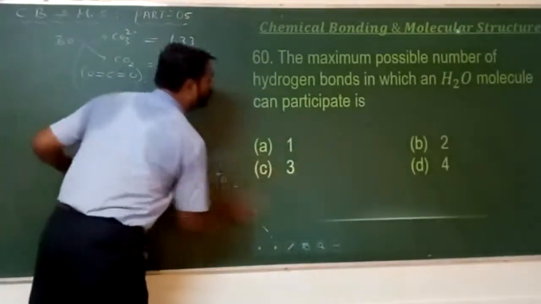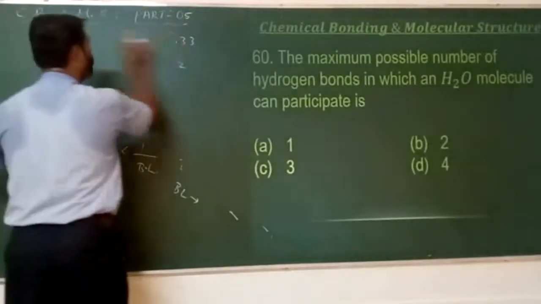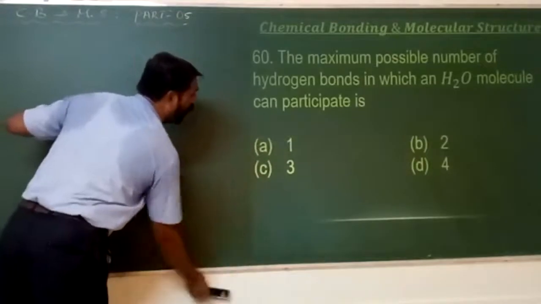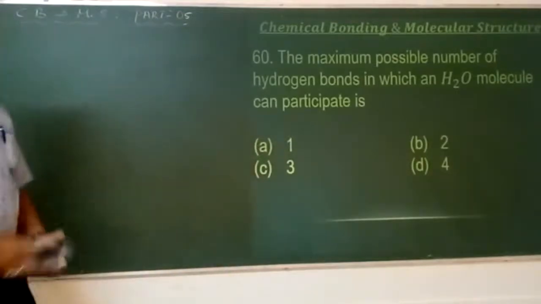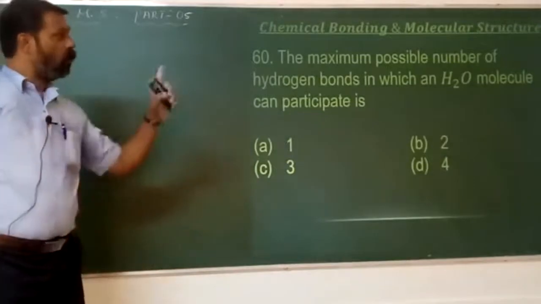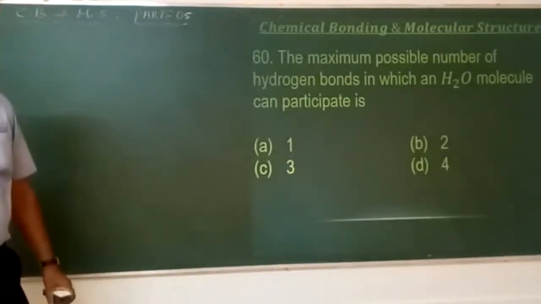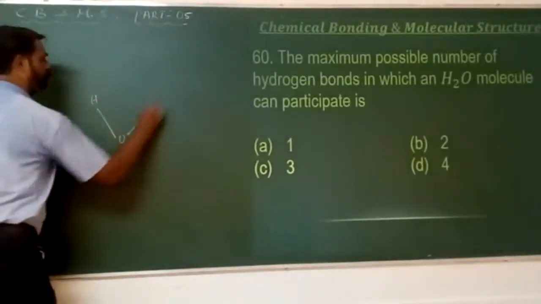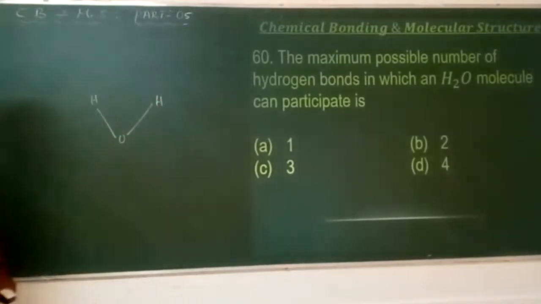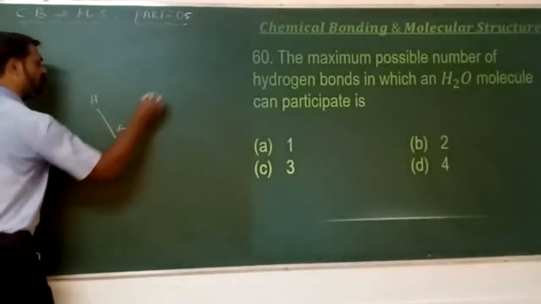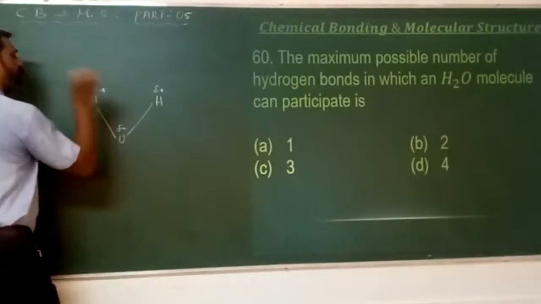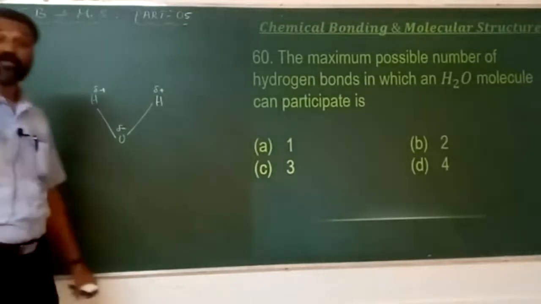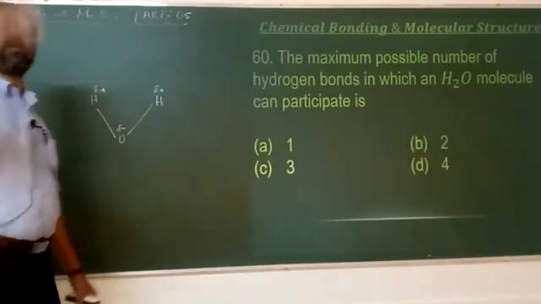The maximum possible number of hydrogen bonds in which an H2O molecule can participate is how much? One H2O molecule can be involved in how many hydrogen bonds? As we know, this is a V-shaped molecule, with partial negative and partial positive charges. So during the formation of a hydrogen bond, there is an electrostatic force of attraction between the hydrogen and the most electronegative atom.